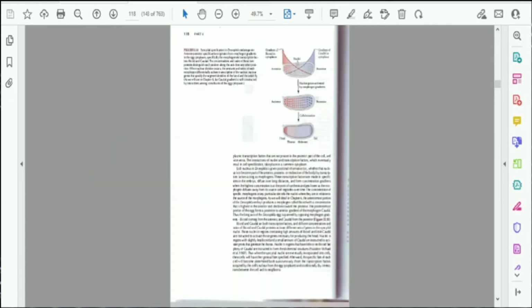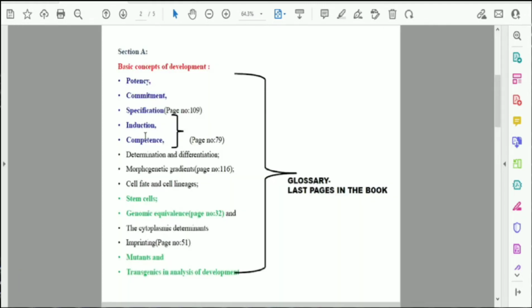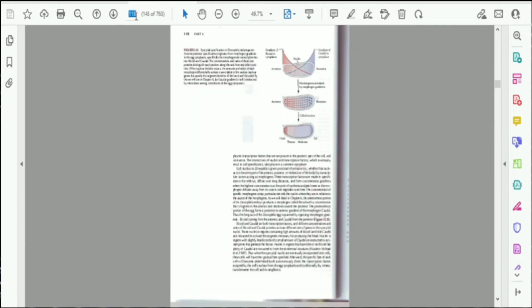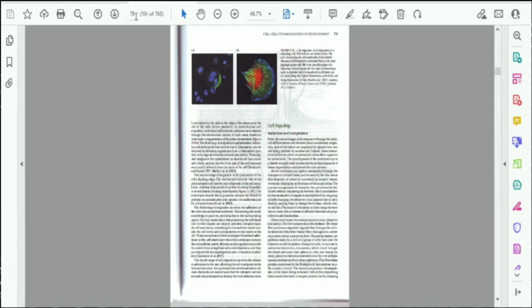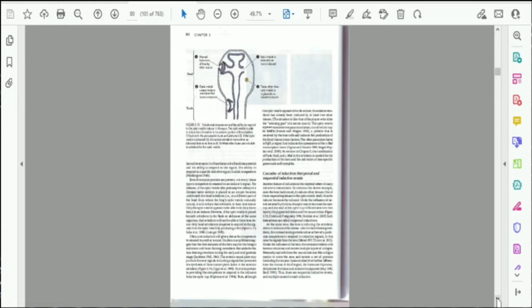Okay, and the next topic is induction competence. You can refer to page number 79. I'll show you what is given. In the cell signaling component, under cell signals, you will get this induction competence, and this diagram is very much important, so study it. You can study up to gamma crystallin here. No need to go for the cascade of sequences and all.